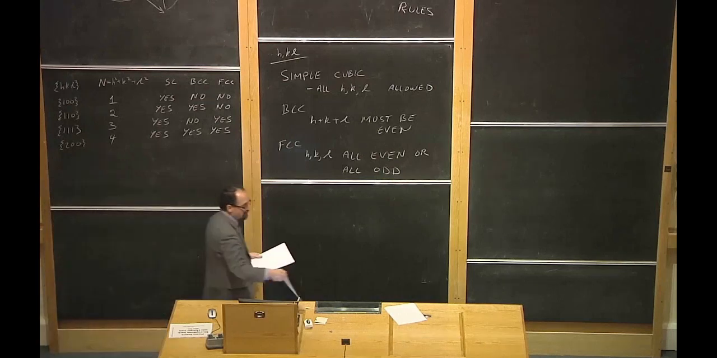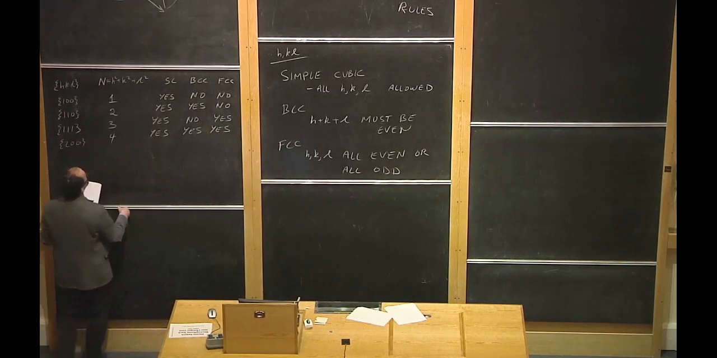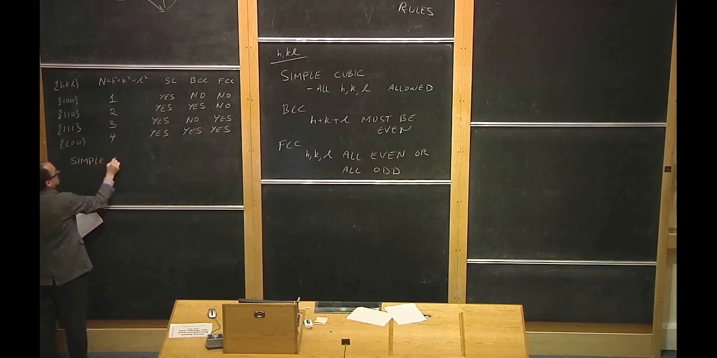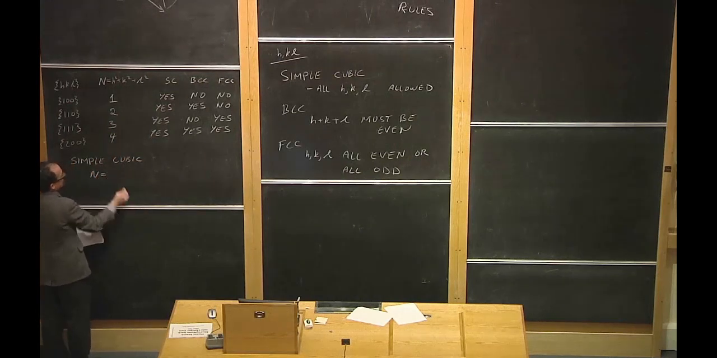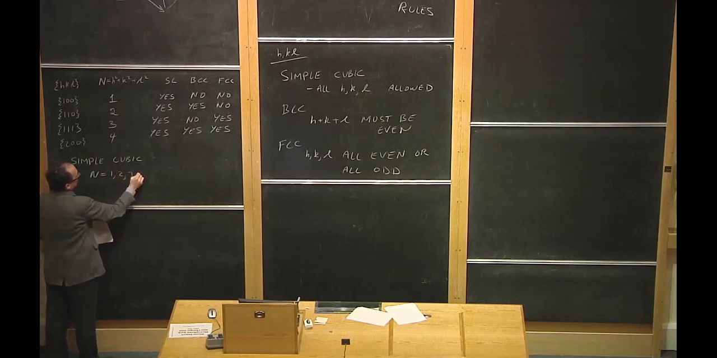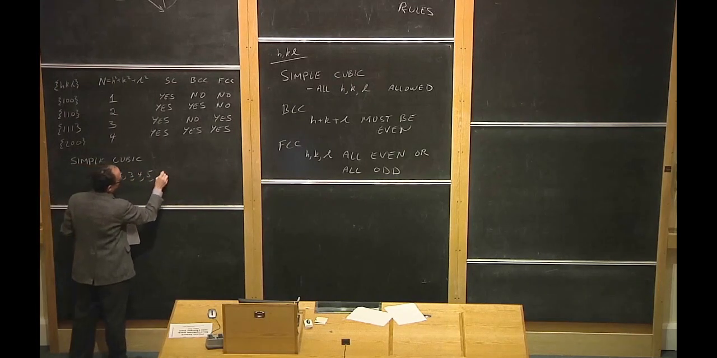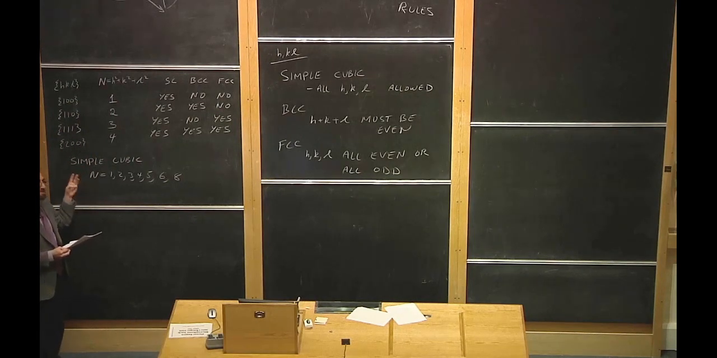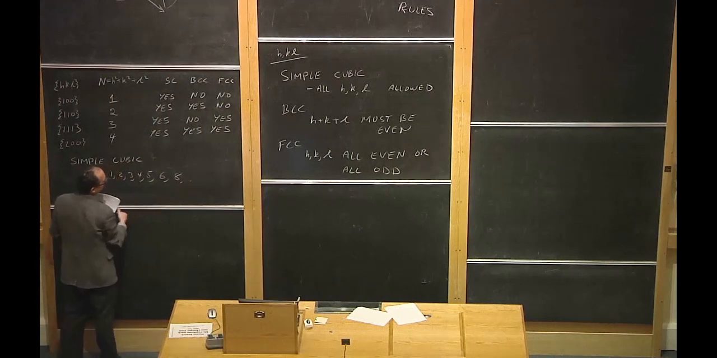Now, from this type of table, you can make a list of the possible integers n that you would see for the different lattice types. So for simple cubic, the possible n's you get are 1, 2, 3, 4, 5, 6, 8. So what happened to 7? All the possible h, k, and l's are allowed, but you'll discover if you try, there's no h, k, and l that if you square them and add them, you'll get 7. You just can't find integers. It's sort of a number theory type of result that you just can't find three integers that when squared and added together give you 7. So 7 is missing, and so forth. And I think the next one that's missing is 15.